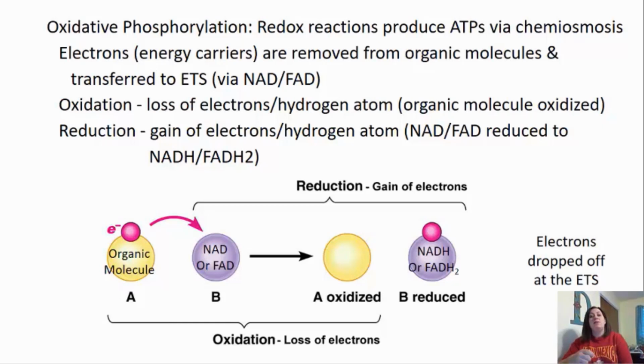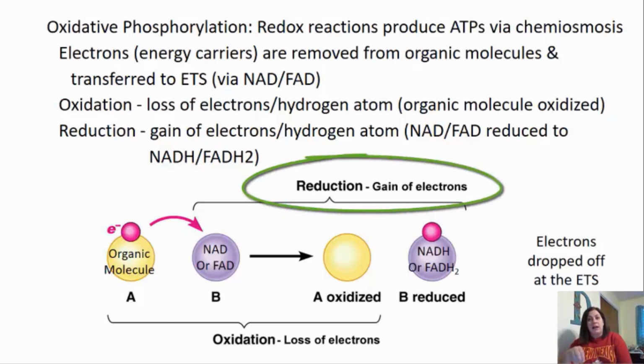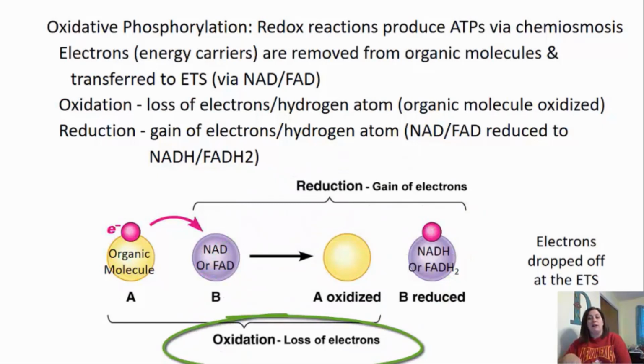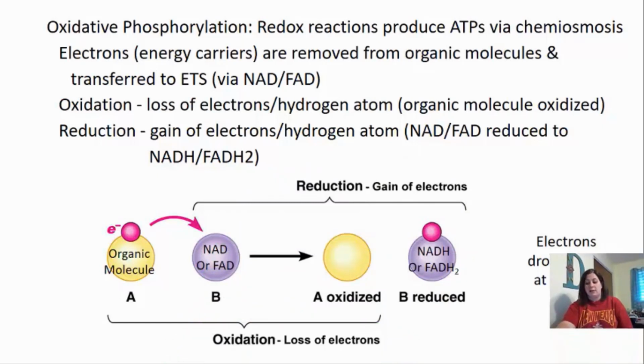Okay, this is going to be where NAD and FAD get reduced to NADH and FADH2 because they accepted the electrons. All right, so if you look here in this example, it shows you the reduction part where they've gained the electrons, and then the oxidation part is when they've lost the electrons. Now these electrons are going to be dropped off at the electron transport system.